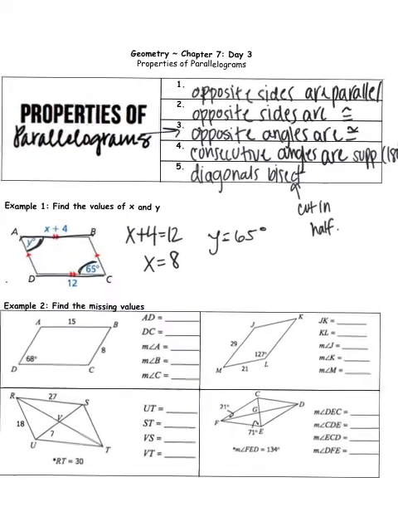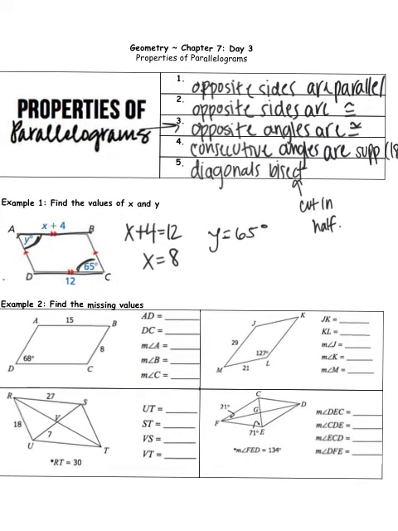We're going to find some missing values using the properties. Okay? We can mark this. We know that opposite sides are congruent and also parallel. So congruent, and then we mark them parallel. All right, so we can find AD. Well, BC is 8, so AD is 8. We want to find DC. AB is 15.